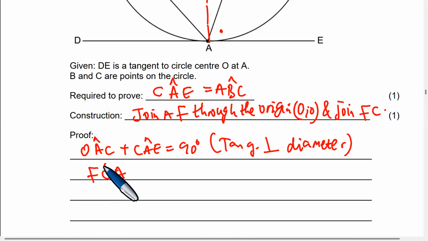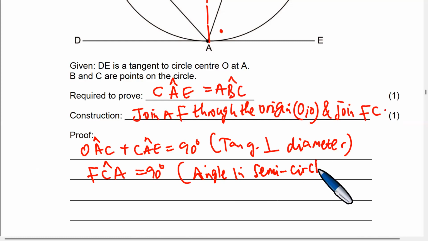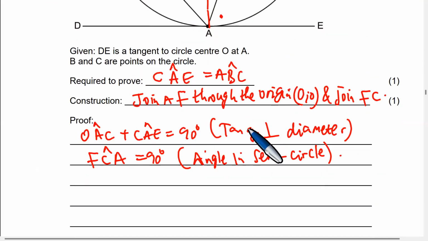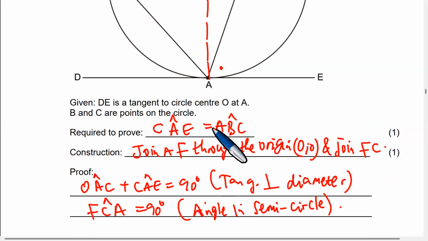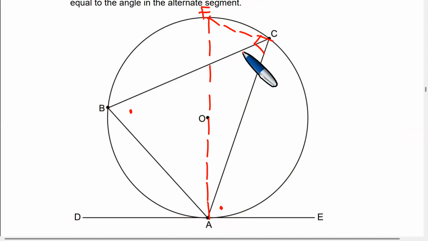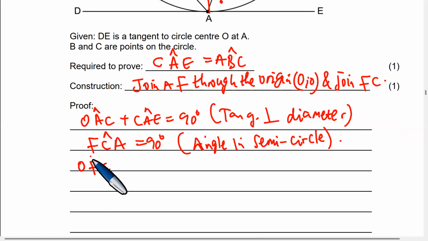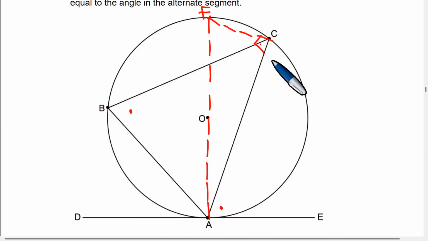FCA equals 90 degrees. Why is FCA equals 90 degrees? It is an angle in semicircle. FCA equals 90 degrees, an angle in semicircle. Right, so there is also angle OFC. OFC plus OAC is equal to 90 degrees, okay? Because already this one is an angle in semicircle, 90 degrees.